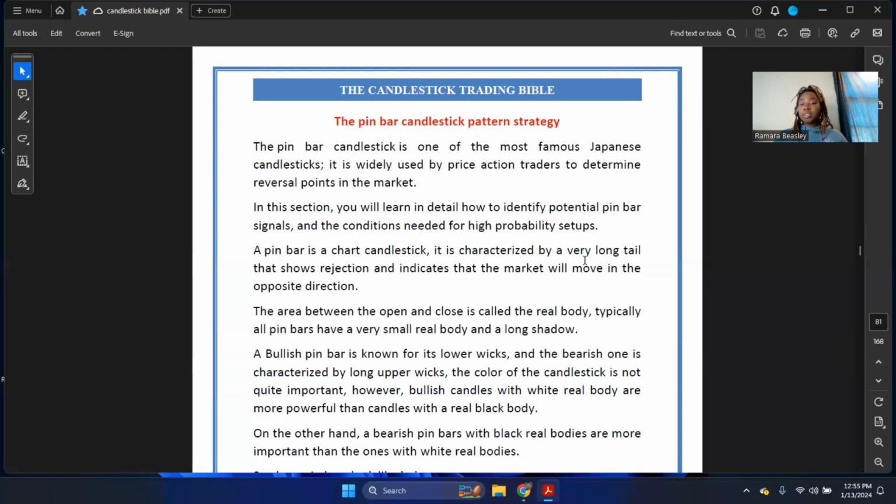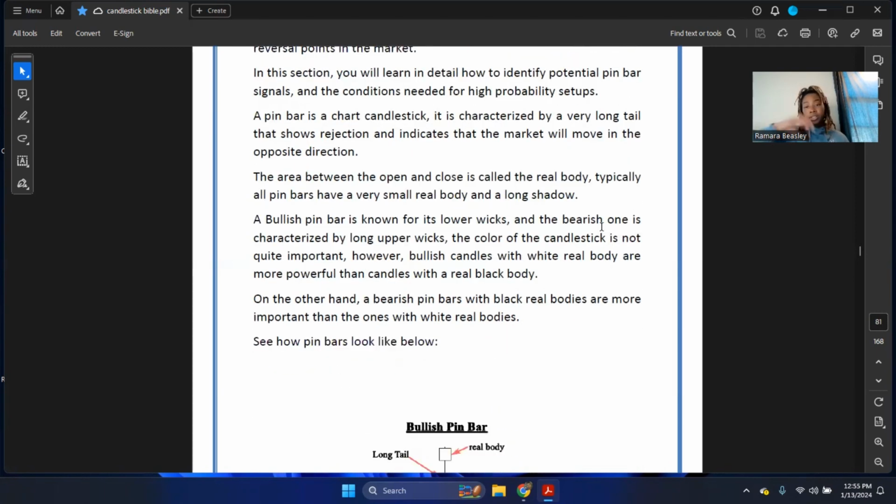A pin bar is a chart candlestick. It is characterized by a very long tail that shows rejection and indicates that the market will move in an opposite direction. The area between the open and close is called the real body. Typically, all pin bars have a very small real body and a long shadow. So those wicks, just a shadow. A bullish pin bar is known for its long lower wick, and the bearish one is characterized by a long upper wick. The color of the candlestick is not quite important.